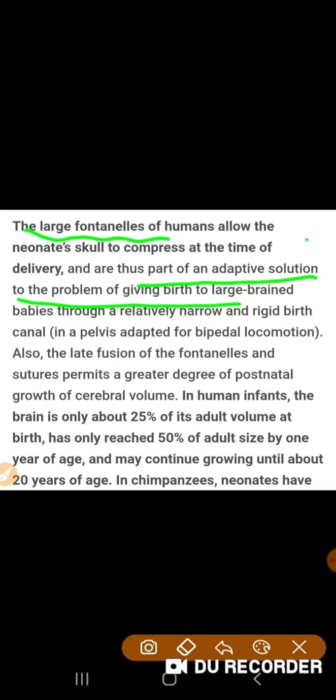If these large fontanels were not membranous, and if they ossified, childbirth via the birth canal would be impossible. Due to the membranous nature of the fontanels during birth, the neonatal skull becomes compressed and the child is born easily through the birth canal. So it is very important because of the membranous nature of the fontanels.